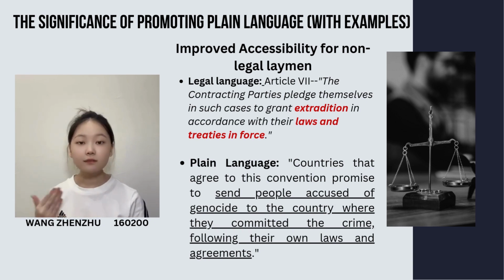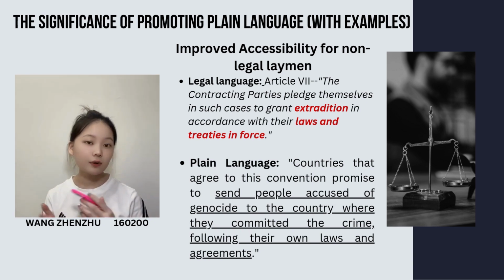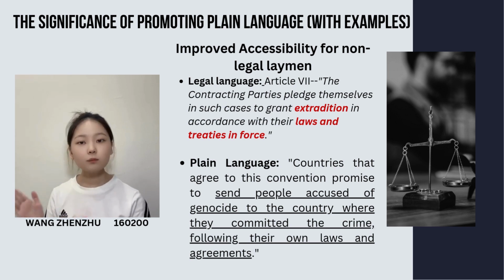This ensures that non-legal laymen can understand the legal process and requirements, improving their ability to comply with the law.